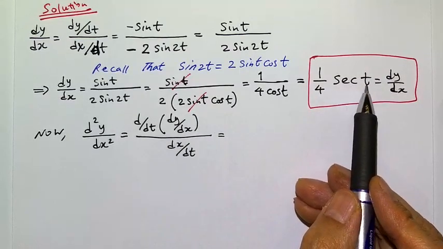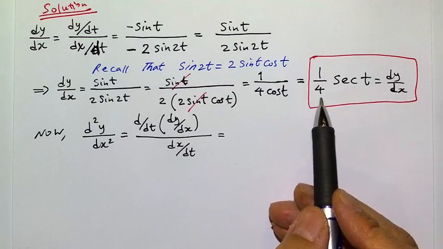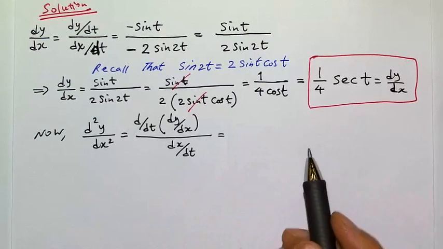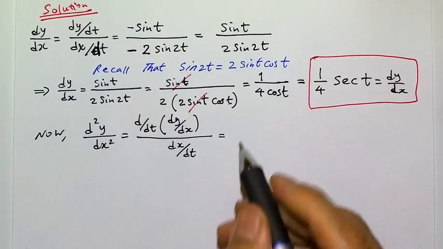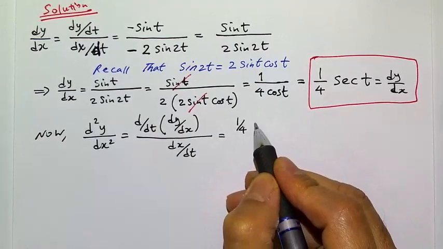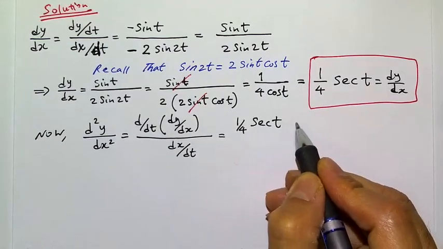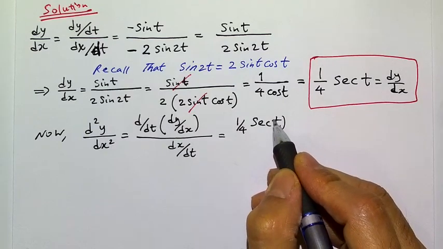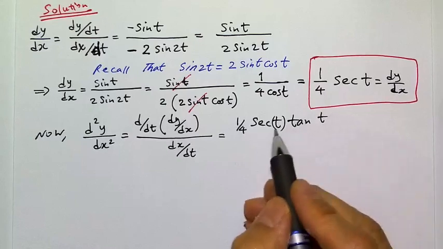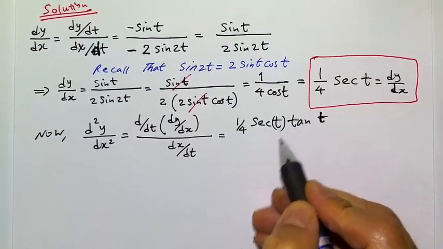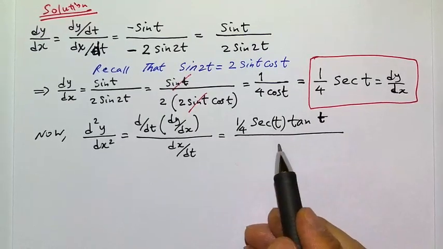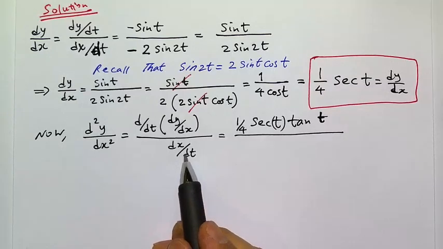Derivative of secant t is equal to secant t tangent t. So let's write that. 1/4 secant t tangent of t. I just wanted to put the parentheses so that this t and this t don't mix up. And then that all divided by dx dt.